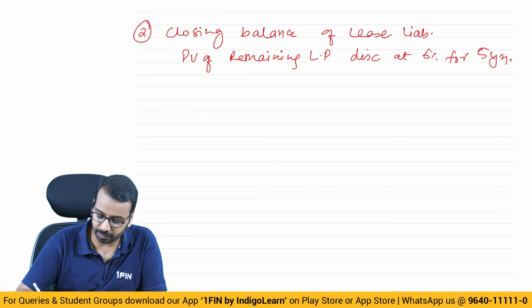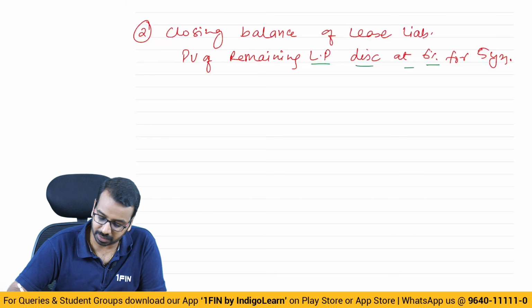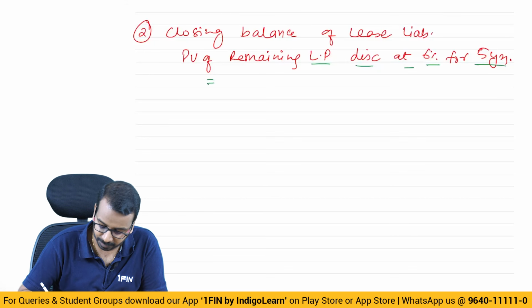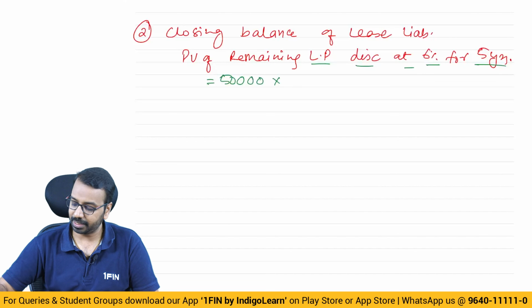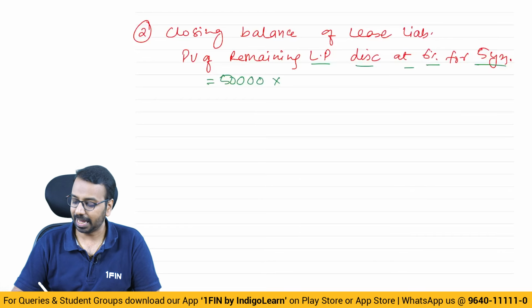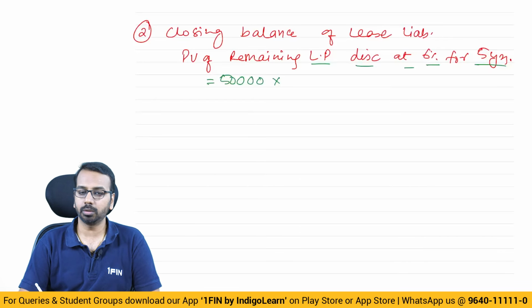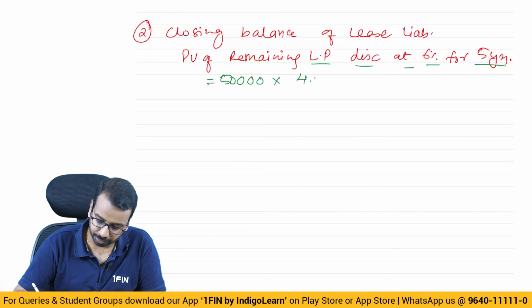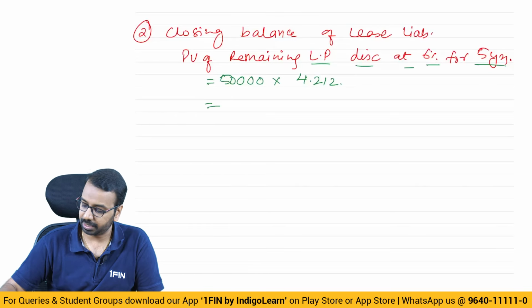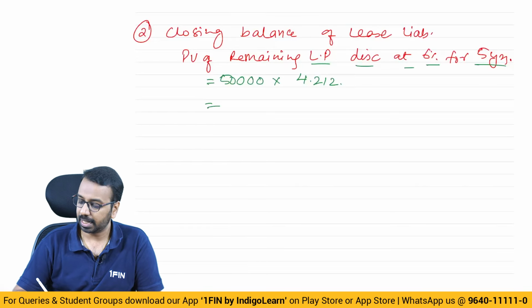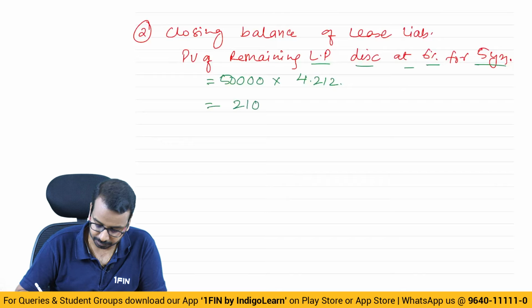So the present value of the remaining lease payment discounted at 6% for 5 years is 50,000 into the annuity factor for 5 years: 1 divided by 1.06, for 1, 2, 3, 4, 5 years. If I do a grand total, I get 4.2123, or 4.212. That is 50,000 into 4.212. I get 2,10,600.